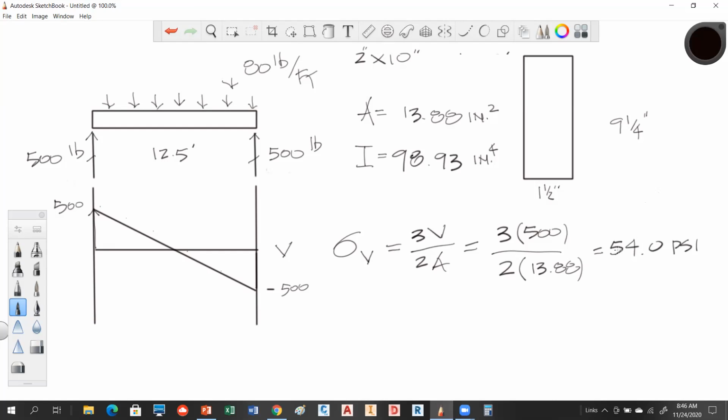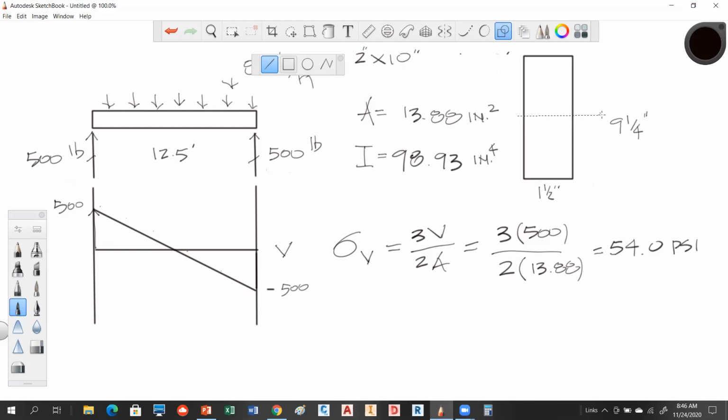Anybody get that number? Yeah, that's what I got. Okay, so let's do this the other method. It's a little bit more involved.